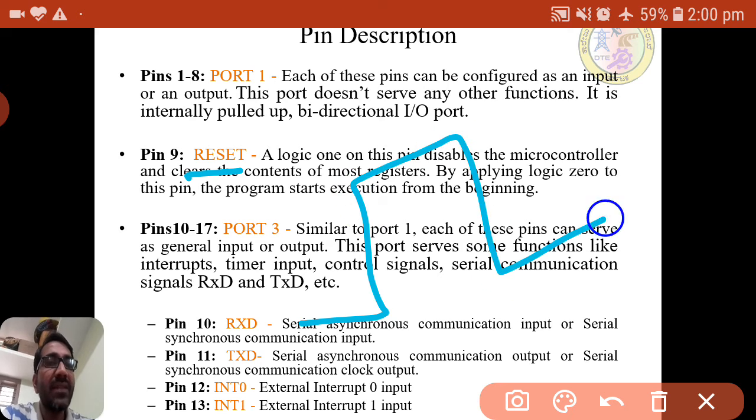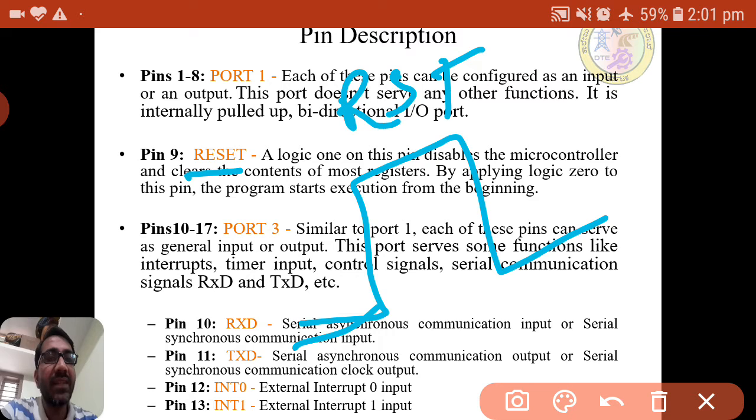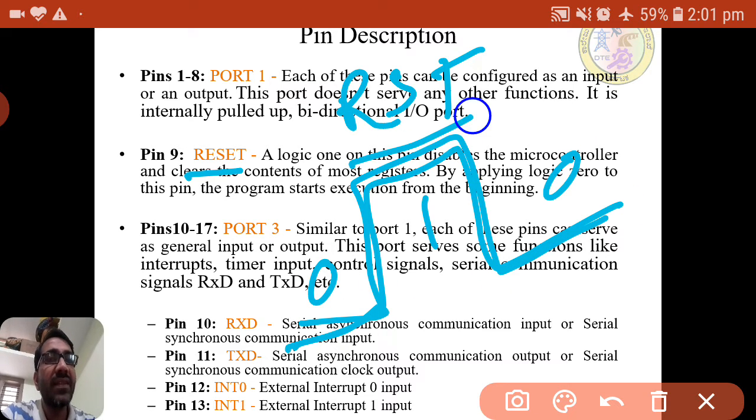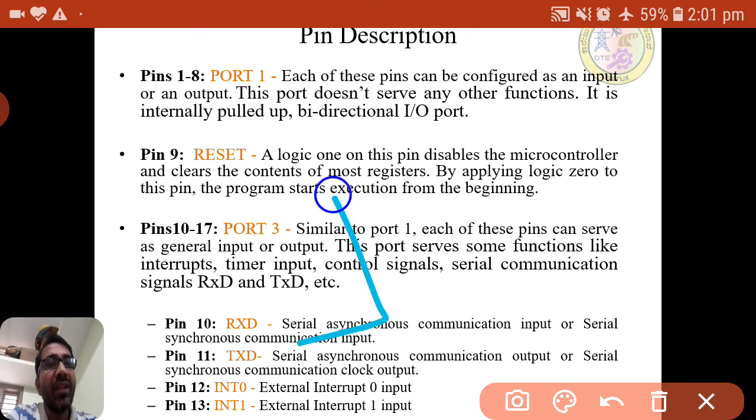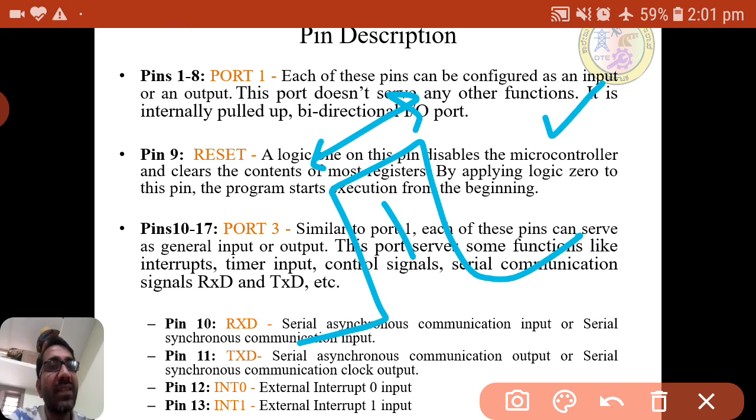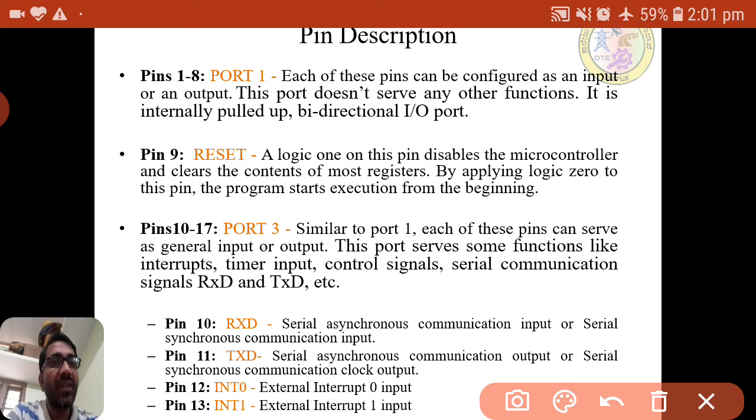Active high means like this: suppose you take RST, reset is active high, so if we give a signal like 0, 1, 0, reset is active during the high duration. When the signal is high, at that time it will reset the microcontroller. Once it becomes low, the microcontroller starts its normal operation again.